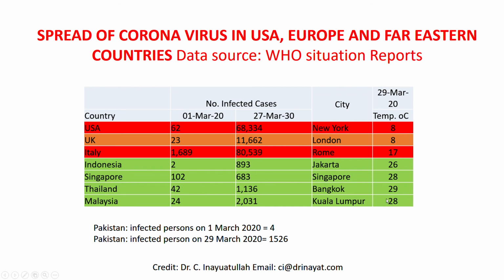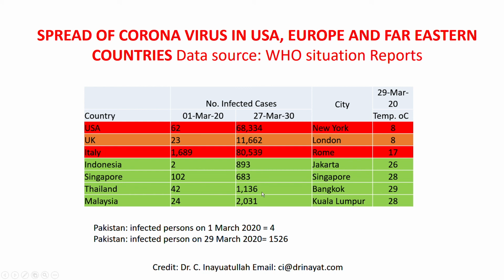So we can see that in all these countries, Indonesia, Singapore, Thailand, and Malaysia, the temperature was quite high, ranging from 26 to 29 degrees centigrade. And also the speed of transmission of the virus was very, very low compared with the countries in Europe as well as in the USA. So this really supports the findings of the previous study which I presented, that with the increase in temperature, the transmission rate of the virus will go down.